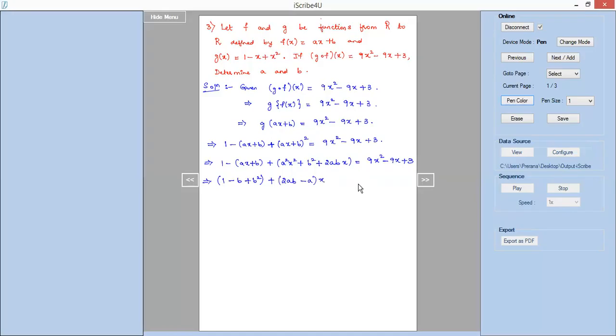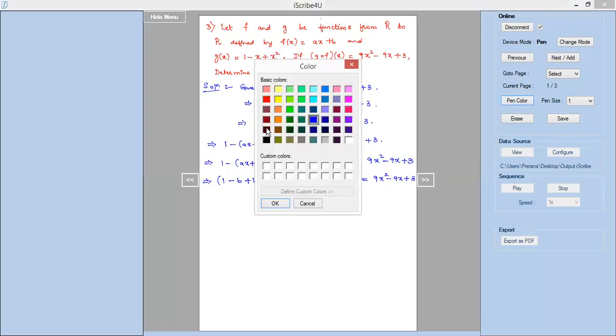And lastly, for the coefficient of x square, we have only a square into x square, so plus a square x square. And this is equal to 9x square minus 9x plus 3. What was the use of grouping in this way is, now we can equate the coefficients of constants on both sides, the coefficients of x on both sides, and the coefficients of x square on both sides. So let us do that one by one.